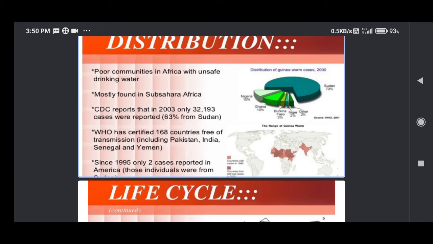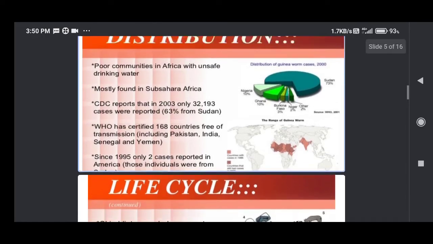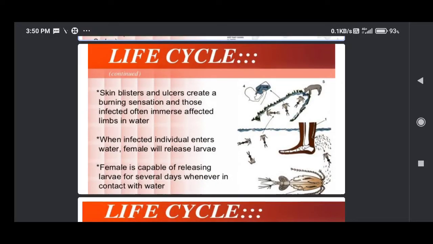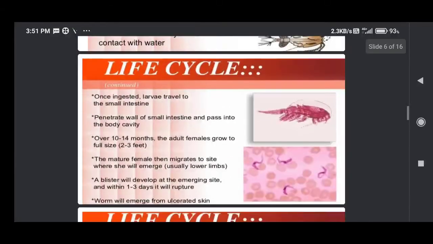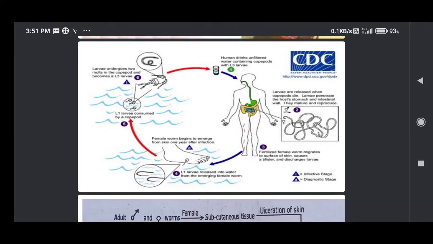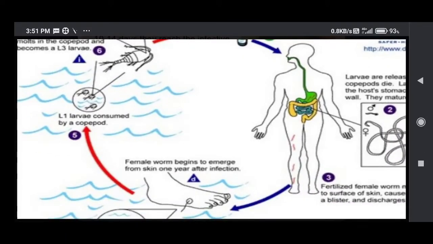Since 1995, only two cases have been reported in America. So this parasite is distributed especially in African countries. Next, the life cycle. This is a digenetic parasite. Its life cycle takes place in two hosts. Man is the primary host, and the copepod, especially Cyclops, is the secondary host.